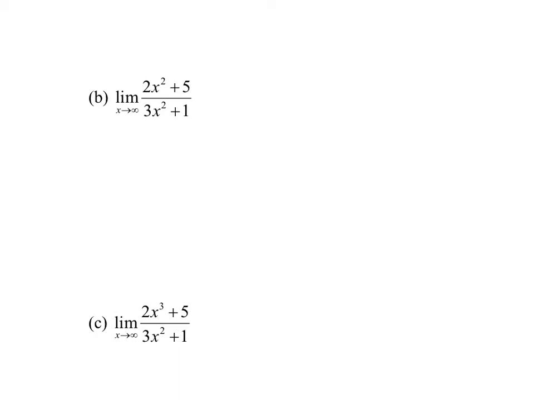Well, again, if we plugged in large numbers, we would get something that goes towards infinity on top, something that goes towards infinity on bottom, which is indeterminate form. So we need a different trick. Again, what was our trick?